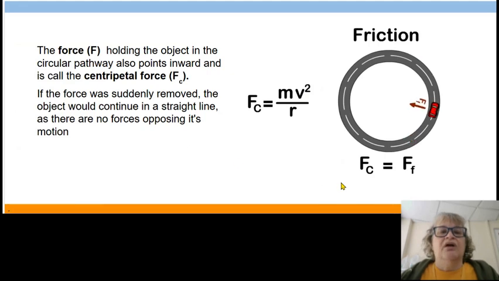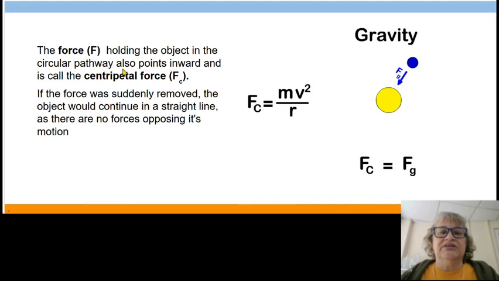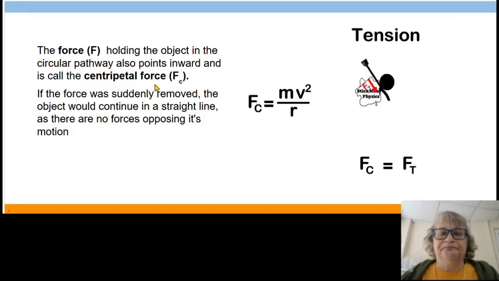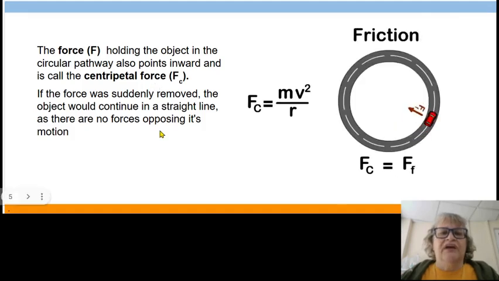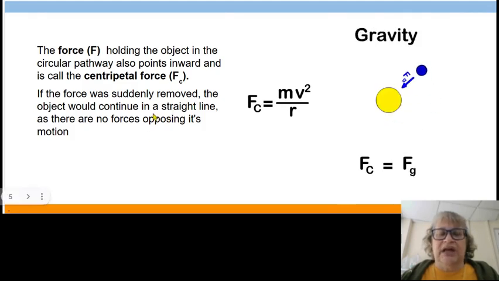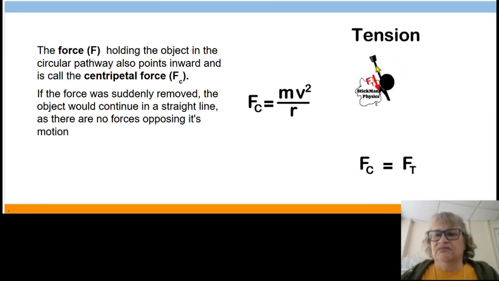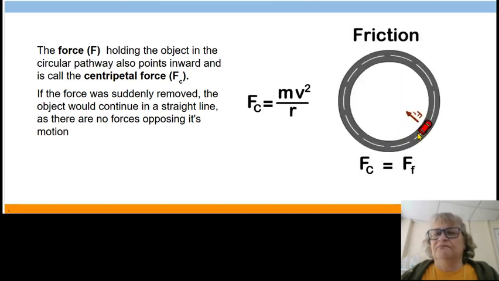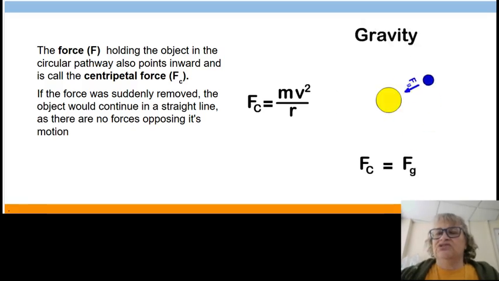The force holding the object in the circular pathway also points inward, and is called the centripetal force. If the force was suddenly removed, the object would continue going in a straight line. So if for some reason this object was all of a sudden let go, it would keep going in a straight line. It wouldn't keep going in a circle.